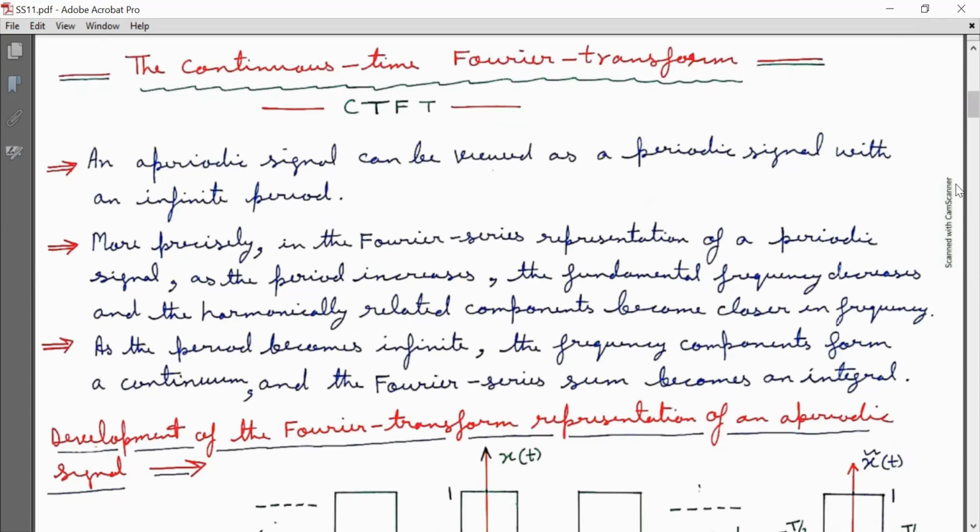More precisely, in the Fourier series representation of a periodic signal, as the period increases, the fundamental frequency decreases and the harmonically related components become closer in frequency. As the period becomes infinite, the frequency components form a continuum and the Fourier series sum becomes an integral.